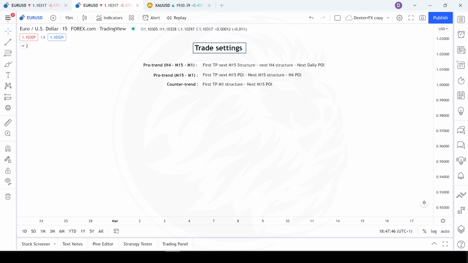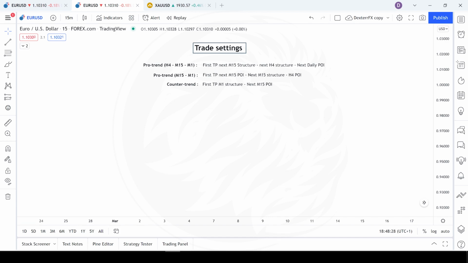But for people who are maybe a little bit more conservative, you can take the POI instead of the structure. The second one will be the H4 structure. We are in the pro trend with the H4, so the same: our purpose with the price is to make new structure. And after, we have the next daily POI. Sometimes you will be in pro trend in H4, M15 and M1, but you will see that in daily you will be in a totally other trend, and the best TP at this moment will be the daily POI.